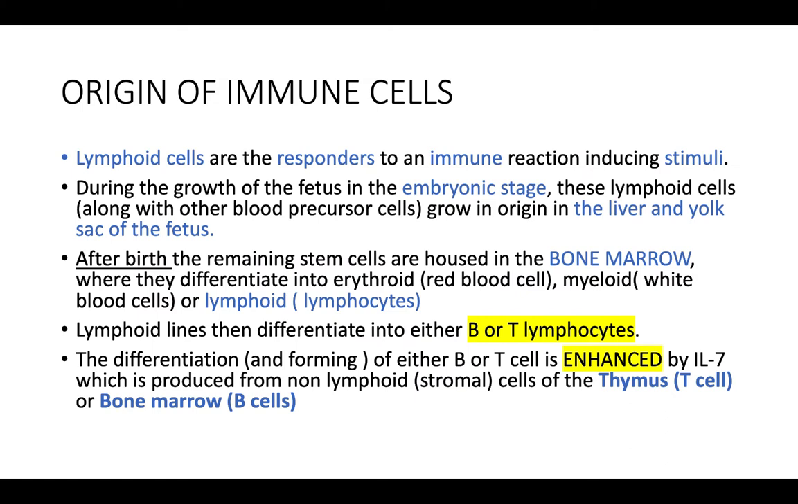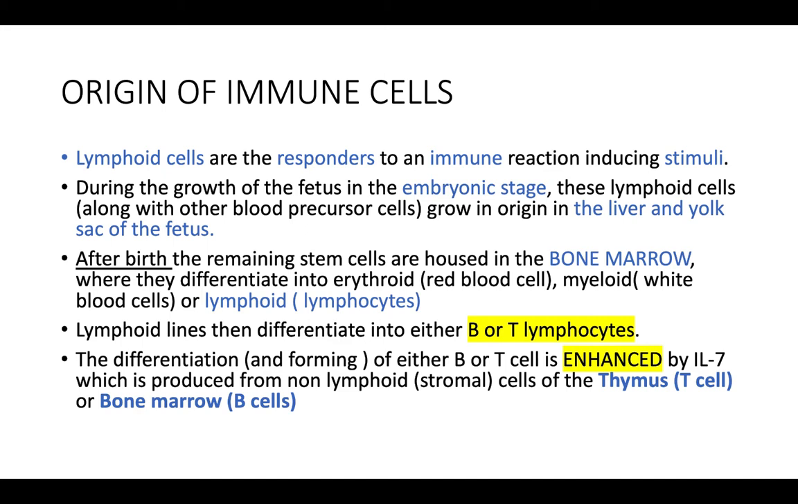هلا lymphoid cells are the responders of the immune reaction inducing stimuli. واحنا نعرف إنه lymphoid cells are the main players of the adaptive immune system. So during the growth of the fetus, the embryonic stage, these lymphoid cells هم لحالهم مع ال blood precursors grow in origin in the liver and the yolk sac of the fetus. تمام. هلا هل يوجد lymphoid cells during the embryonic stage? There are lymphoid cells, but they are still in the liver and the yolk sac.